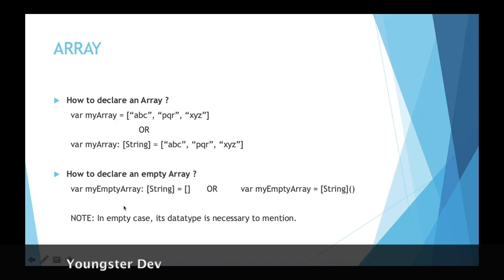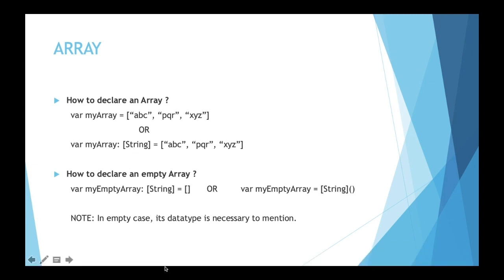And I can also give its type annotation. Data is there in an array, so I'm showing that string type of data is in this array, right? There we also have two ways to declare an empty array. And of course I have mentioned also, note that in the empty case its data type is necessary to mention.